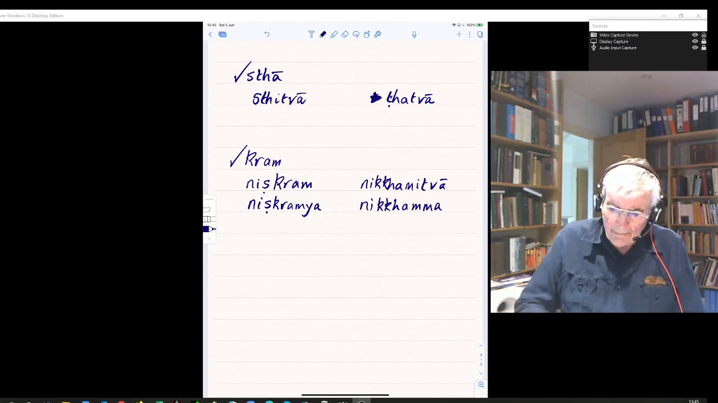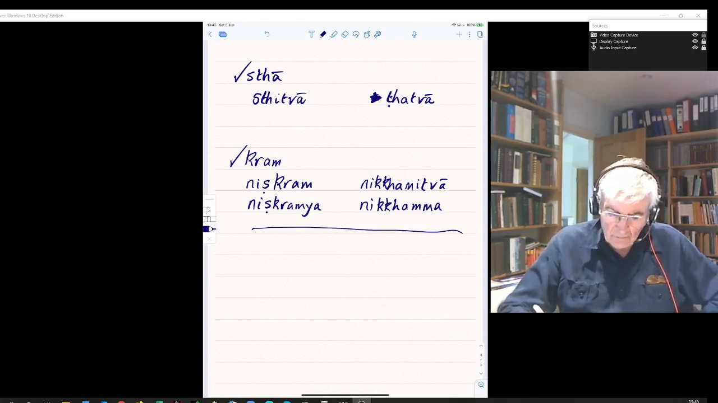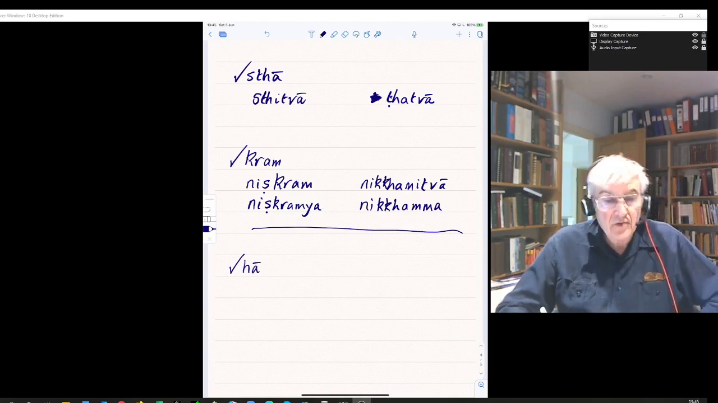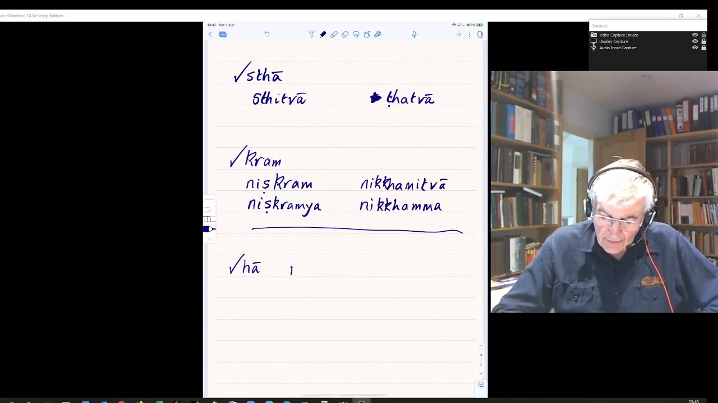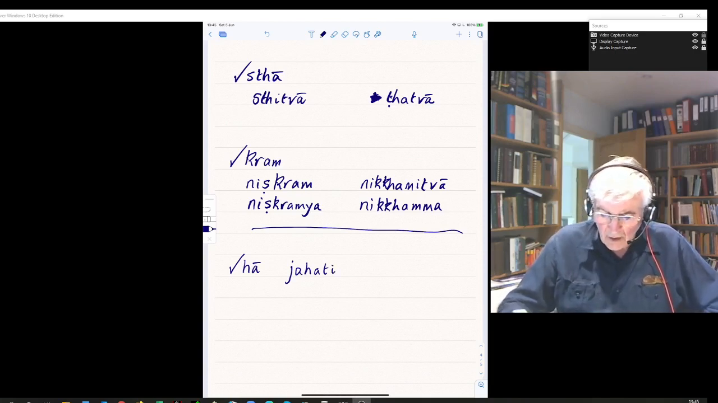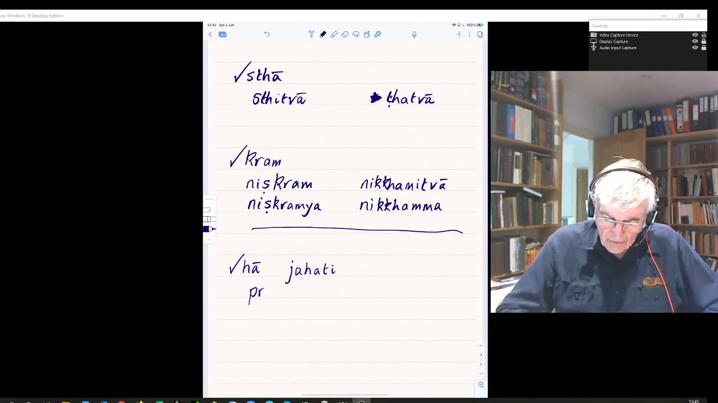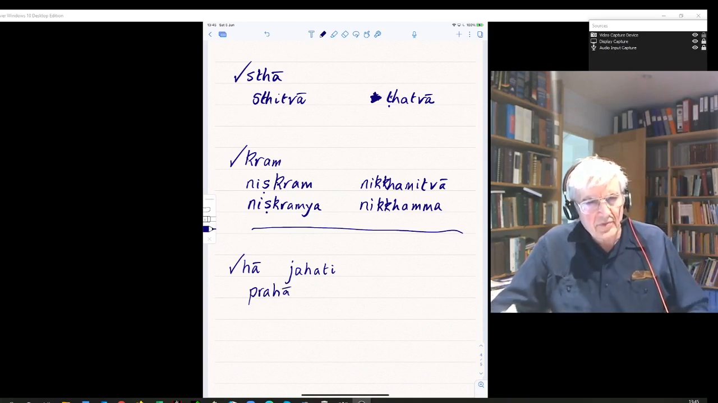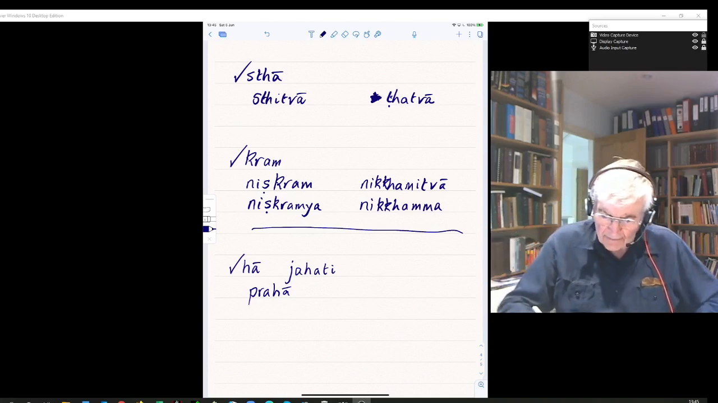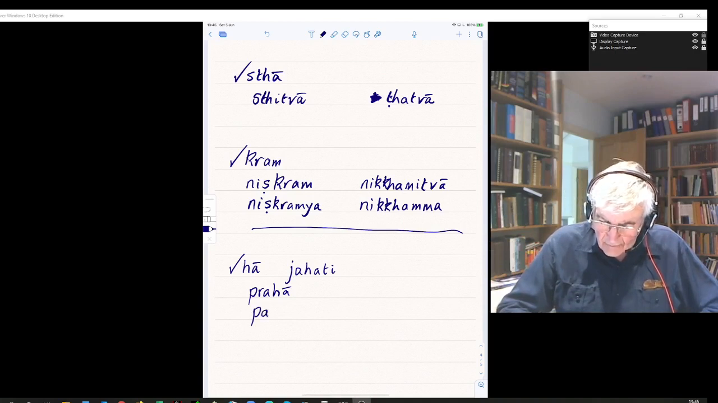Now look at the next one, pajahati. Root ha, it's a reduplicating verb, so the present is jahati. Jahati, same in Sanskrit and Pali. It's far more common to see this verb with a pra in front of it, meaning to leave or to abandon. It's the verb that's often used for abandoning bad things, bad qualities, bad behavior. So praha and Pali paha.